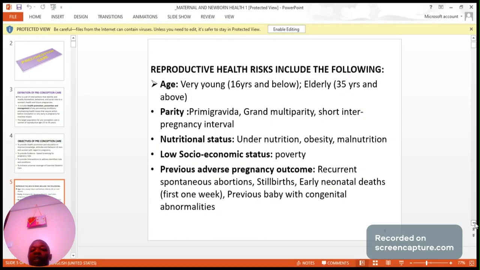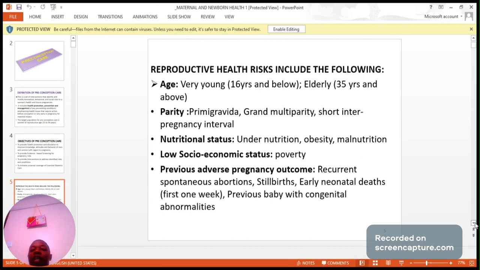So reproductive health risks include the following. One, if you are very young. So age is a factor, parity is a factor, nutrition status, low socioeconomic status, and previous adverse pregnancy outcome. So the first one, age: when you are very young, around 16 years and below, you are not potent enough for a 9 months gestation period, to carry a pregnancy. Maybe your sacrum is not that mature.